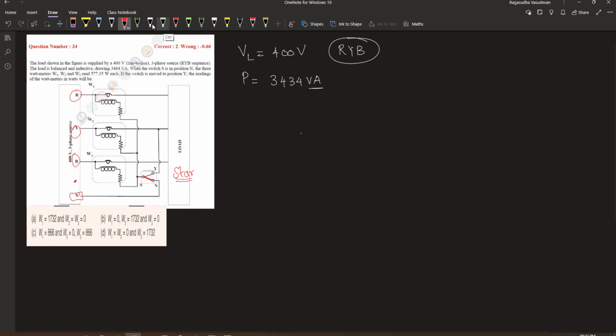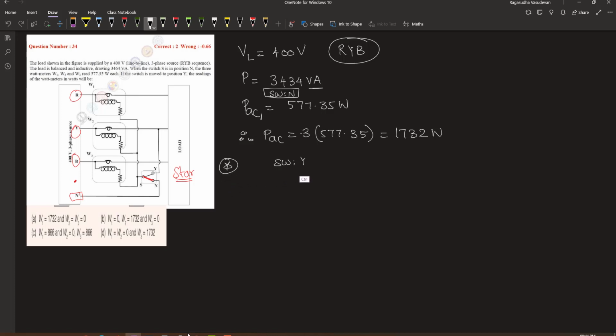So, under this condition, the active power that is drawn by each of the loads is 577.35 watt, which is by one phase. Therefore, the total active power is equal to 3 into 577.35, which is equal to 1732 watt. This happens when the switch is connected to the position N. Now the question is, when the switch is thrown to position Y, what will be the wattmeter readings W1, W2 and W3? This is the question.